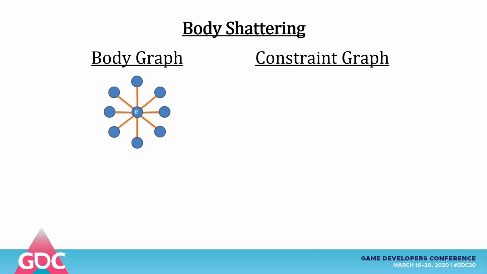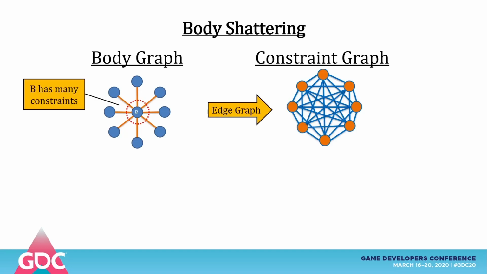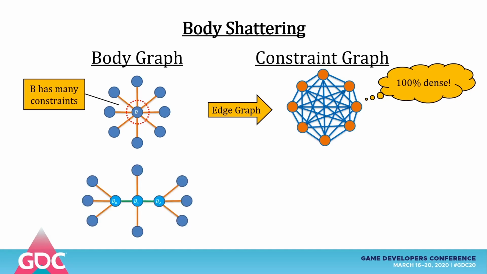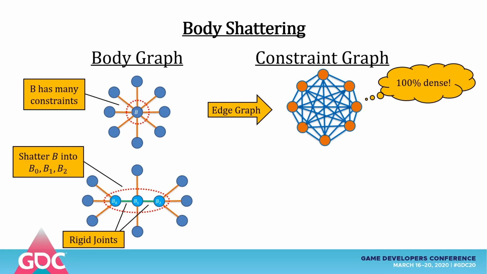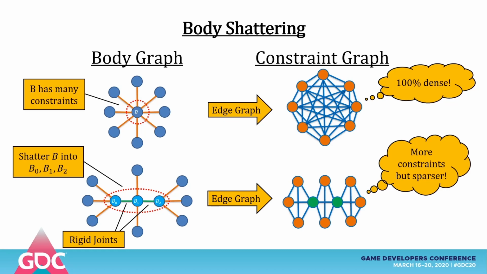Suppose this is the body graph of a mechanism, with a central body overloaded with constraints. Then this is the corresponding constraint graph. You can see that it is a complete graph. The associated sparse matrix is dense. We get this rigid body graph by shattering the central body into 3 pieces and joining them using rigid joints. The corresponding constraint graph has more nodes, but fewer edges, and the constraint matrix is sparser, and more efficient to LDL decompose.